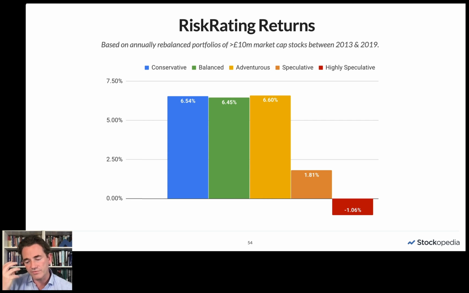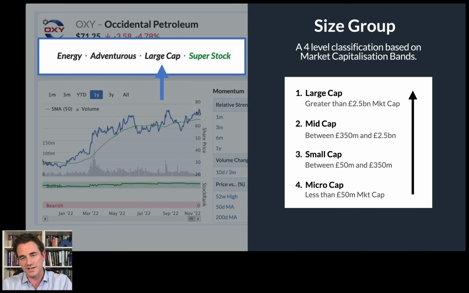So you find that the risk ratings are a kind of tortoise and hare story, where the hare speeds off and does really well in risk on markets, but the tortoise, the lower volatility shares, end up winning out over the long term.